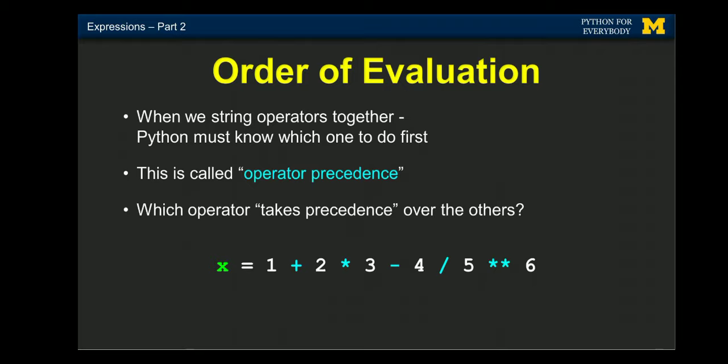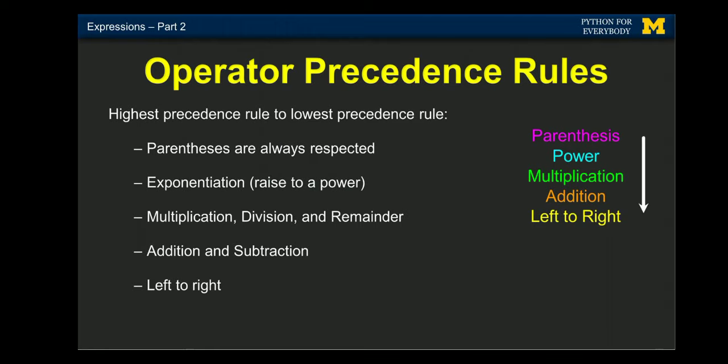Here is an expression. Just try to find out what the output of 1 plus 2 star 3 minus 4 divided by 5 star 6 is going to be. Once you come up with the output, make sure to watch further. Operator precedence rules, from highest precedence to lowest: parentheses, power, multiplication, addition, and left to right.